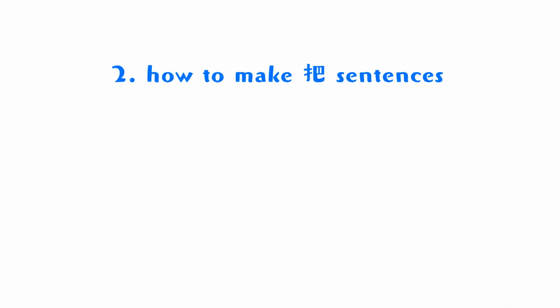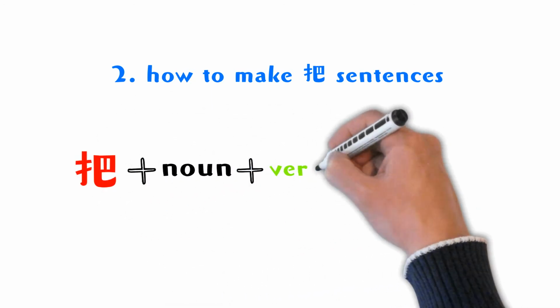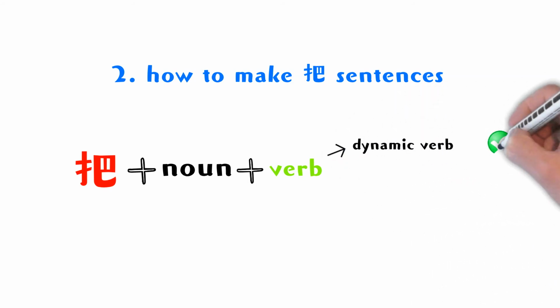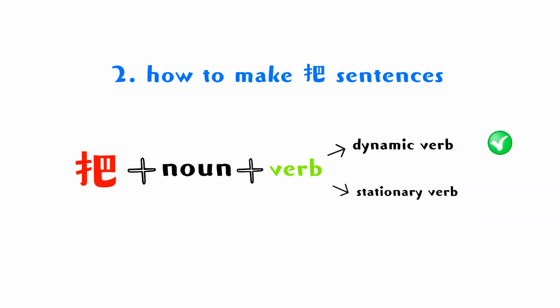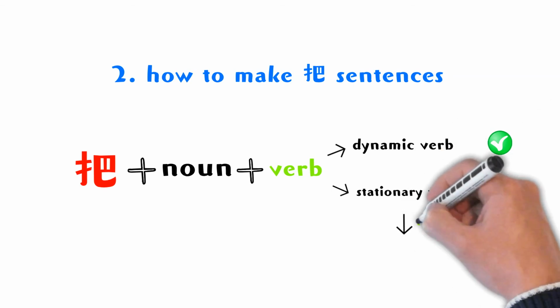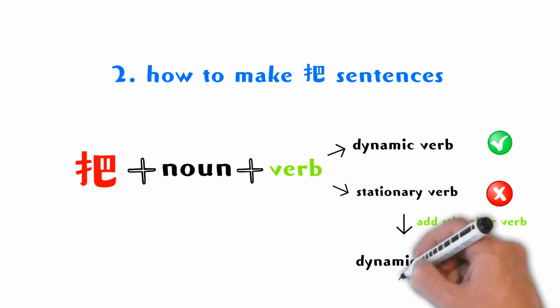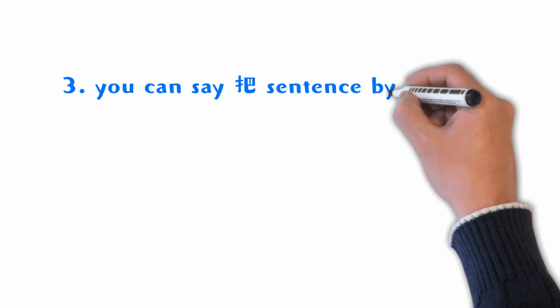Now we make a summary of how to make 把 sentence. The basic structure is 把 plus noun plus verb. But this verb should be a dynamic verb. When it is dynamic, it's okay, it's a correct 把 sentence. But when this verb is not dynamic but a stationary verb, it cannot be a 把 sentence. We must add something after the verb to make it dynamic. And then we have a dynamic verb, and this 把 sentence is correct. And now I think you can make 把 sentence by yourself.